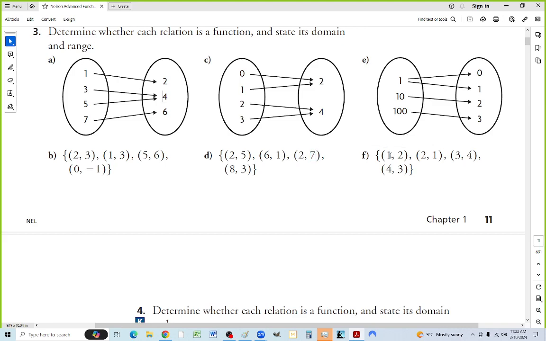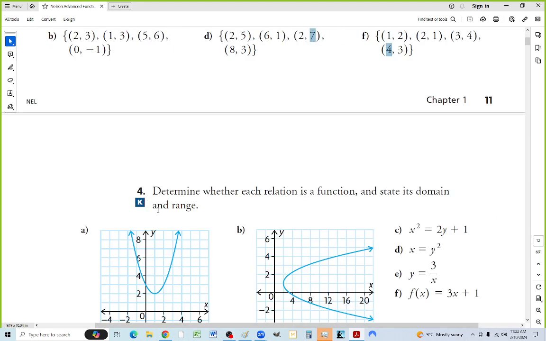Okay, let's go to this one. 1, 2, 3, 4. Do the x's repeat? No. So it's a function.